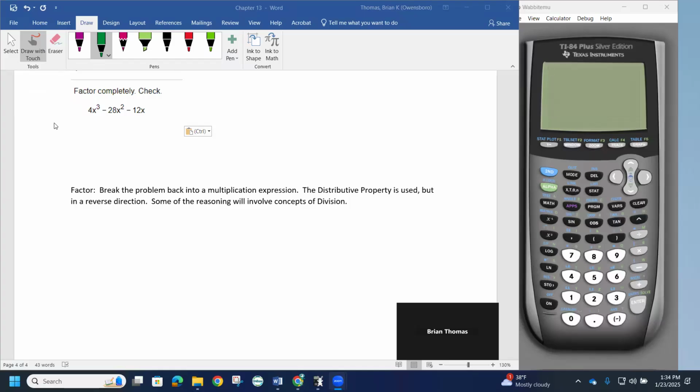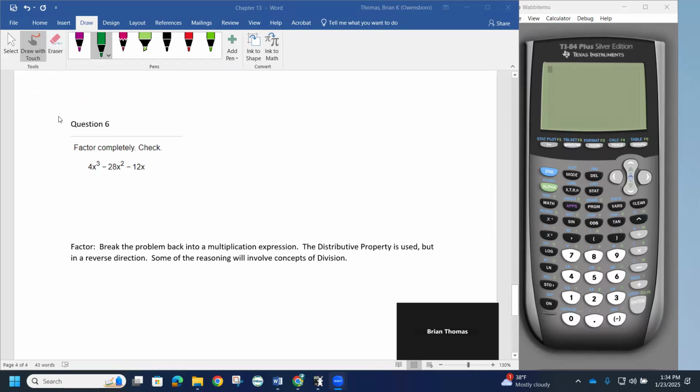As we continue on, this would be, I think it's question 6 as an example. Again, notice how it says factor completely. One of the first things it looks like is there's a common factor with all three terms. So again, the GCF seems to be the most logical way of doing this. So I'm going to just rewrite the 4x cubed, the negative 28x squared, and the negative 12x.